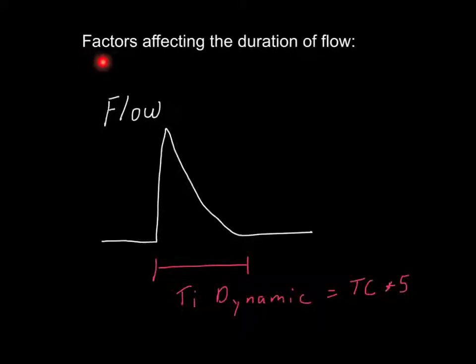Now we're not quite done with the factors that affect inspiratory flow, because what about the duration of inspiratory flow? We talked about the factors that affect the peak inspiratory flow, but what about the TI dynamic? What about how long it takes to get our flow rate to decline to 0? That's our TI dynamic. That's what we're looking for here, how long it takes to go from a high peak inspiratory flow back down to 0. And we know from our equations that that is our time constant times 5. So let's look at those factors.